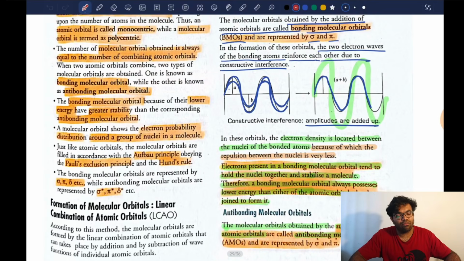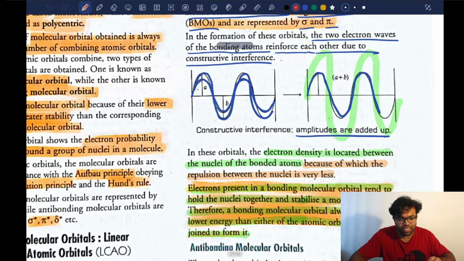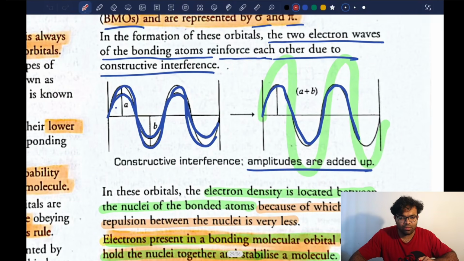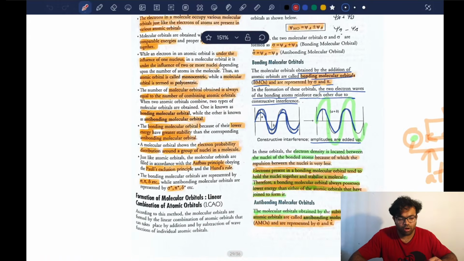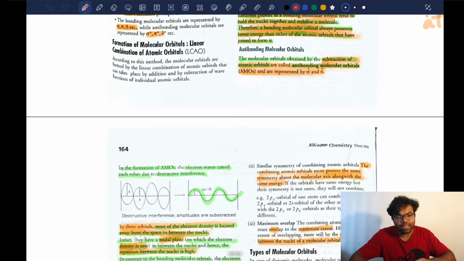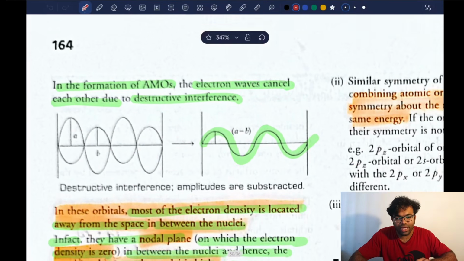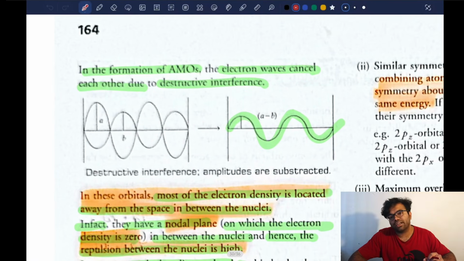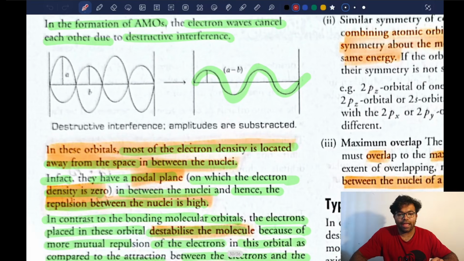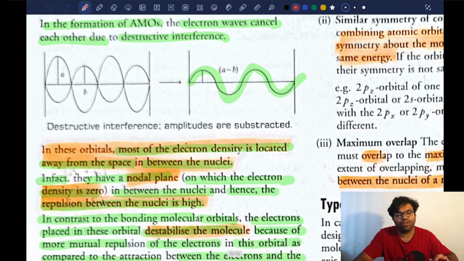So for example, if you have a wave function A and another wave function B and they both are in sync with each other like this, then we can say that they are part of the bonding molecular orbital. And in the case of the anti-bonding molecular orbital, what do we get? We get that they are 180 degrees out of phase with each other. So therefore the resultant wave is actually smaller. It has a smaller amplitude as compared to the actual two waves.